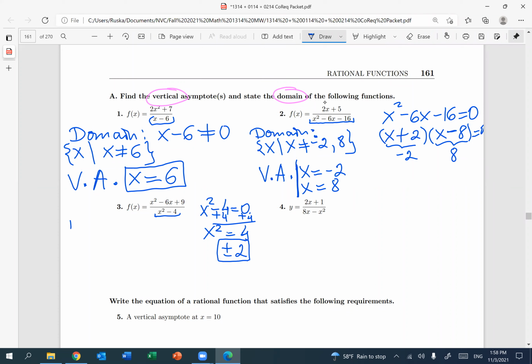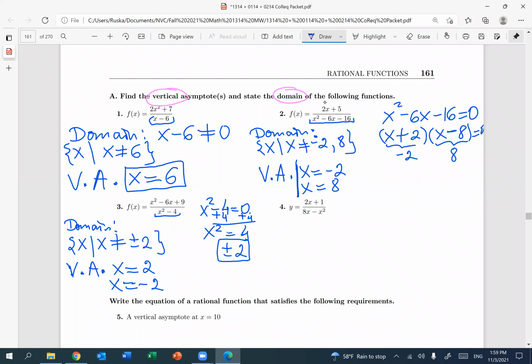So we're going to write the domain. It's going to be x, where x is not equal to plus or minus 2. And the vertical asymptotes, there are 2 vertical asymptotes again, x equals 2 and x equals negative 2. Okay, everybody understand that?